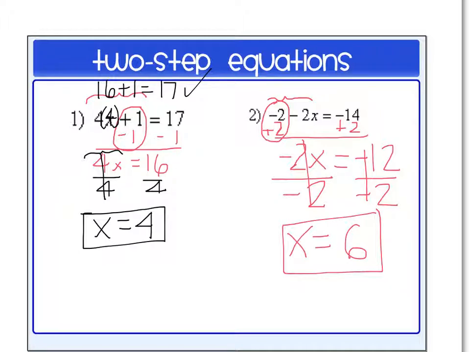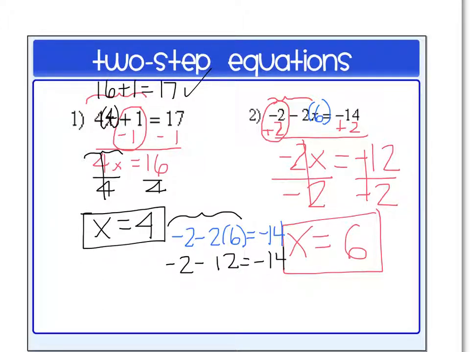So what I'm going to do is plug that back into my equation. I'm going to write it down here so that it's a little bit more clean. We remember our order of operations. So when I'm solving this, I have to do my multiplication first. So 2 times 6 gives me 12. I'm going to bring down the rest of the problem and check to see if it works.